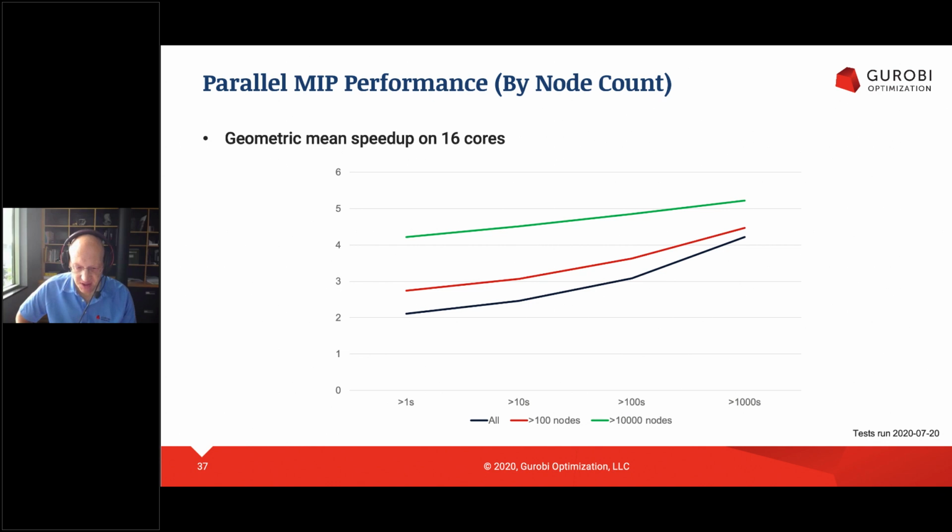And then the red line shows the average parallel speedup just among the models that take more than 100 nodes to solve. And the green line shows the average speedup among the models that take 10,000 nodes or more to solve. So indeed, if you have more nodes, you're going to get better parallel speedups. We get more than a factor of 5 average on 16 processors among the models that take more than 1,000 seconds and explore more than 10,000 nodes. And these are of course averaged across a broad set. On any particular model, you can easily get much better speedups than this.